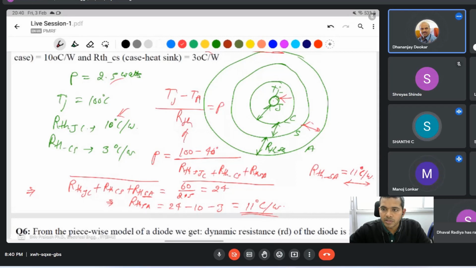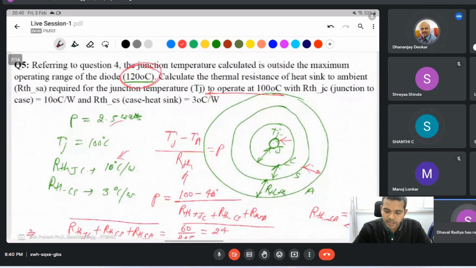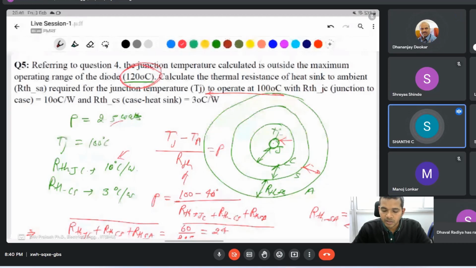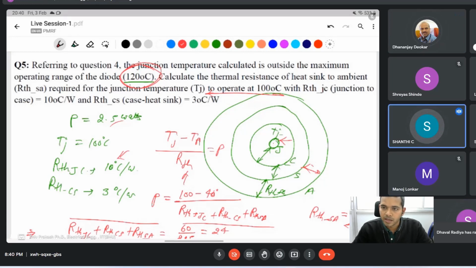Sir, just to say, maximum temperature is 100, not 120, sir. No, 120 is the maximum operating temperature of any device, but the device operates at 100 degrees centigrade. Oh, the junction temperature is 100. Yeah, it operates at 100, but it has a maximum operating temperature of 120 degrees centigrade. Okay, sir. Yeah, it is given as the maximum temperature. It can operate up to that, but it is operating at 100 degrees.